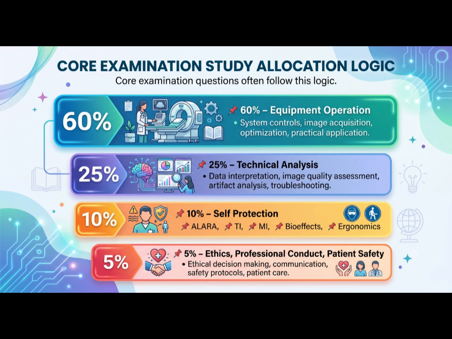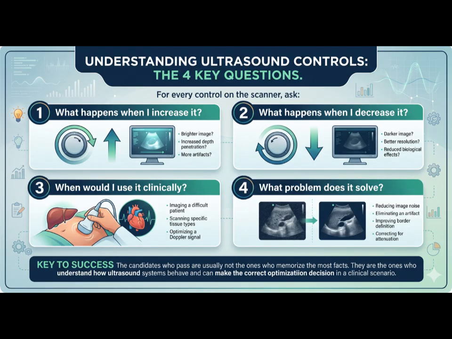Suggested study allocation: 60% equipment operation, 25% technical analysis, 10% self-protection, ALARA, TI, MI, bioeffects, ergonomics, 5% ethics, professional conduct, patient safety. For every control on the scanner, ask, what happens when I increase it? What happens when I decrease it? When would I use it clinically? What problem does it solve?